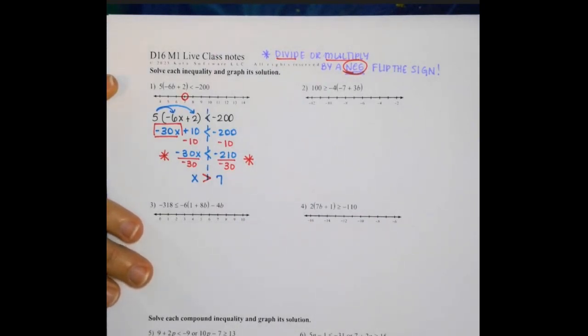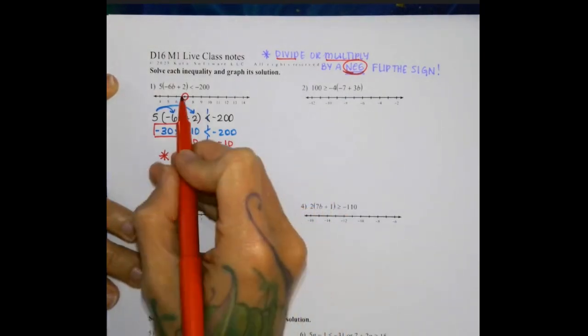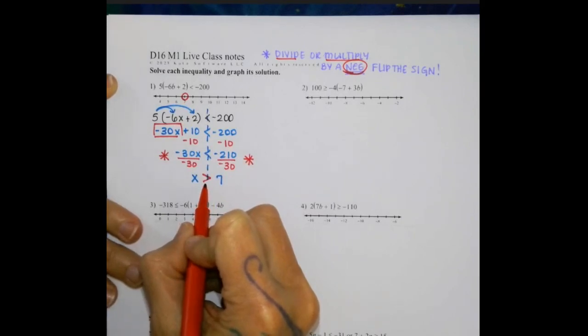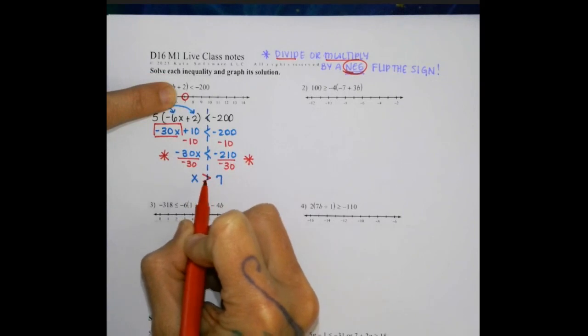As you've seen in some of my videos, I make mistakes when I get going, just like every other human, especially when I don't have any students to hold me accountable. So open circle is what I've got right there. I'm going to check this inequality. There is not an equal to, so open circle is perfect. X is greater than 7.